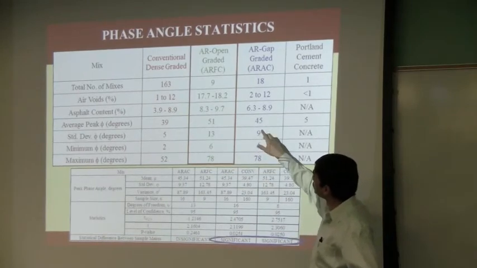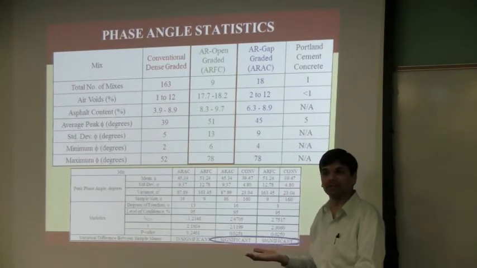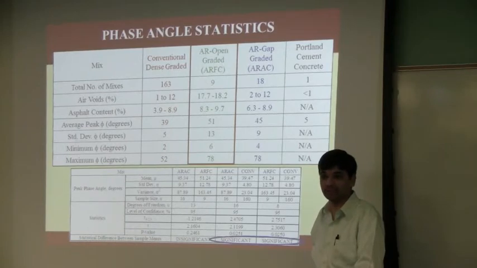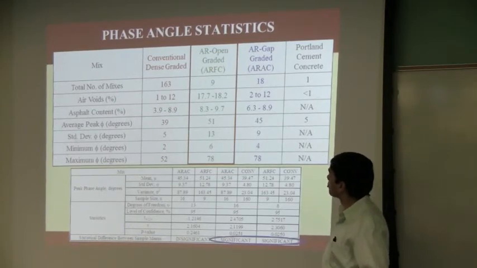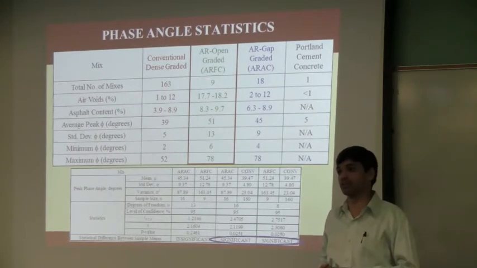Also, the air void values were really high for asphalt rubber mixtures, mainly making them porous mixtures. So between 18 and 22% on an average, versus about 4 to 5% or 7% for conventional mixtures.